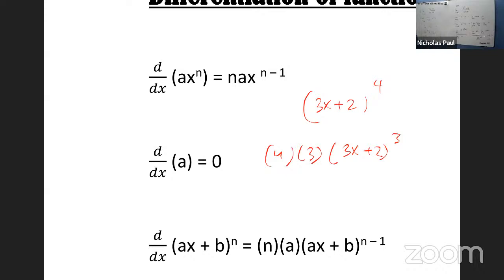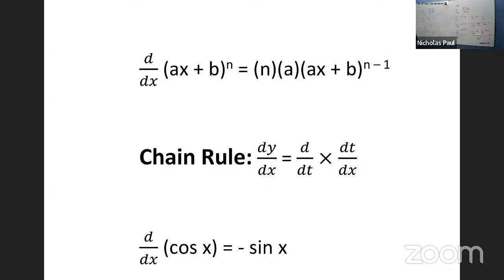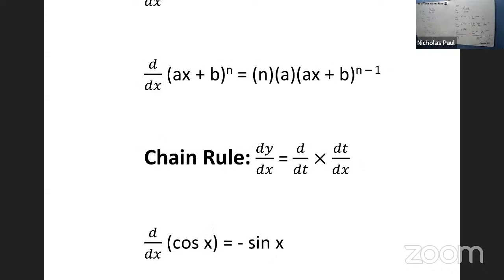And you could have also used the chain rule. The chain rule could be written like this, or dy/dx is equal to dy/dt divided by dx/dt. It can be written with the division sign or with the multiplication sign.